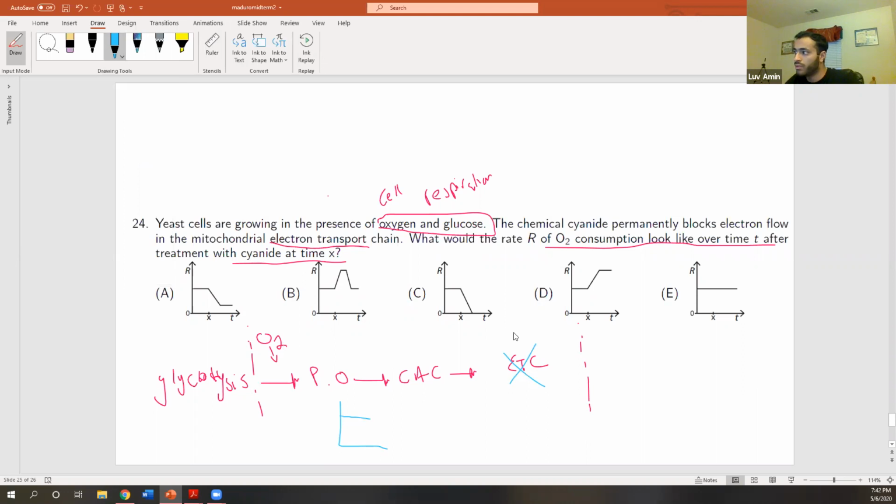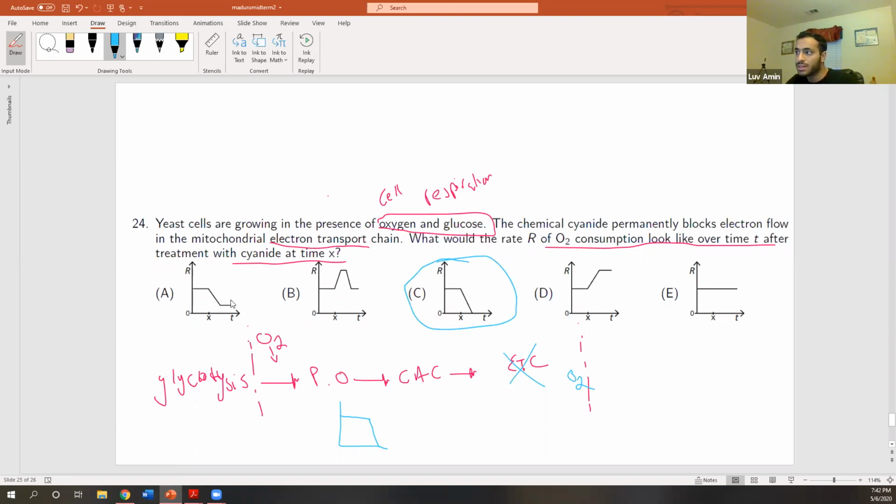However, if we don't have the ETC, we don't have that last electron carrier, we don't have oxygen as its last electron acceptor, and there would be no use of it, right? So essentially, oxygen will not be used, and it will go to 0. So the graph that we're talking about looks more like something that we see in C, right?